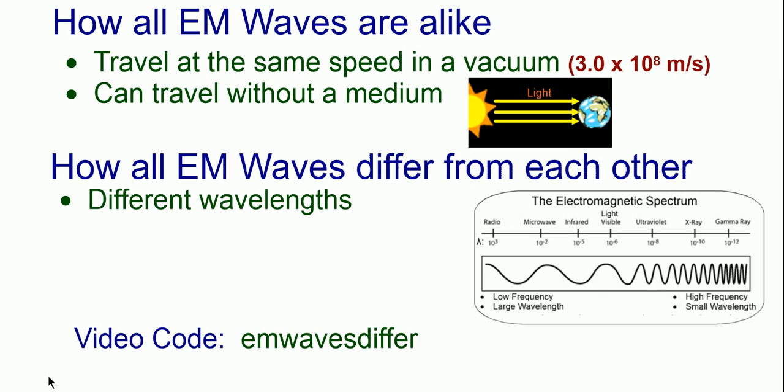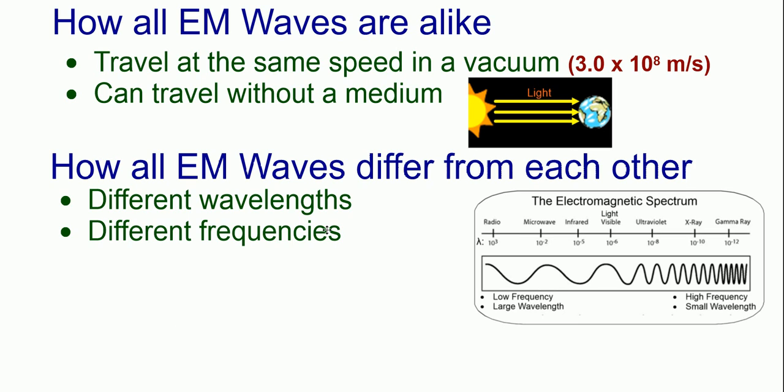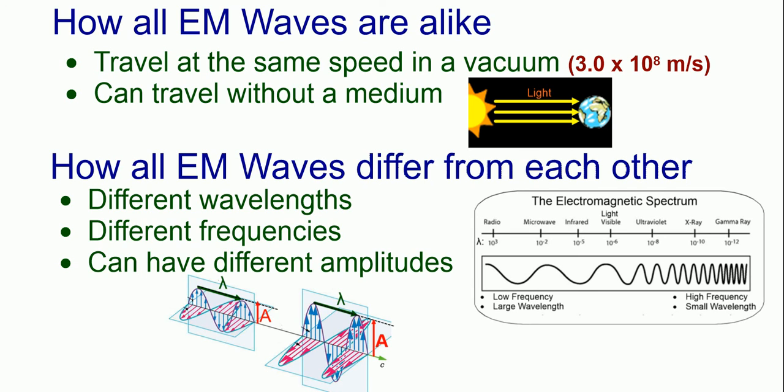Now we're down to how they differ. The first is different wavelengths. Obviously, long here, short here. Before we go on, the video code is EM waves differ. EM waves differ. That's your video code. So they differ in wavelength, obviously. They differ in frequencies. High here, low here. The last way they differ, or can differ, is in amplitude.